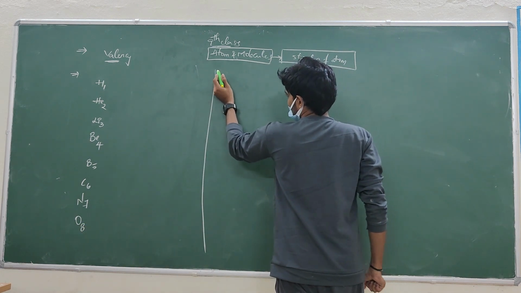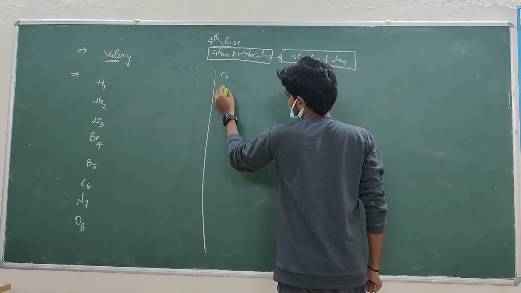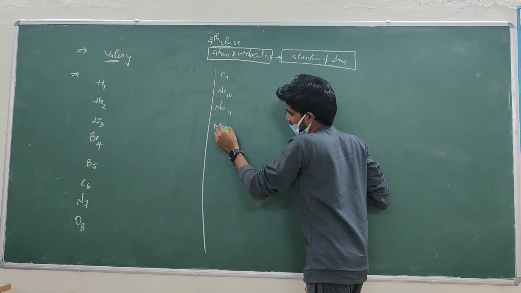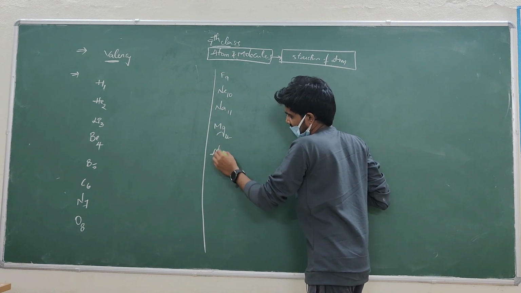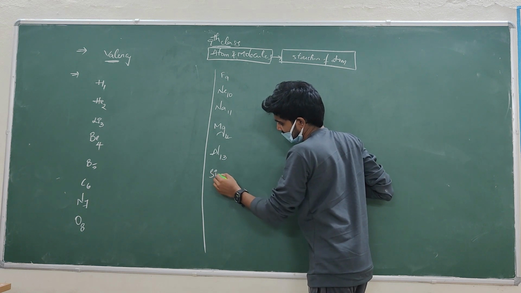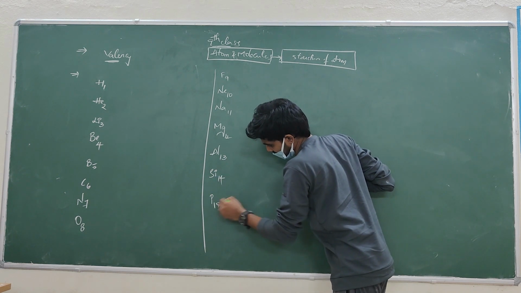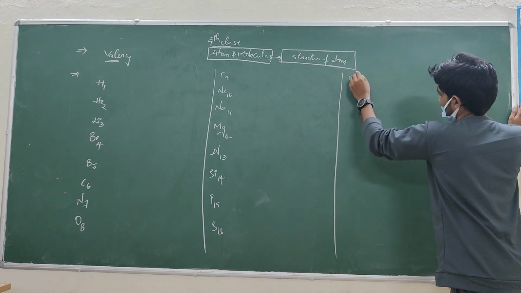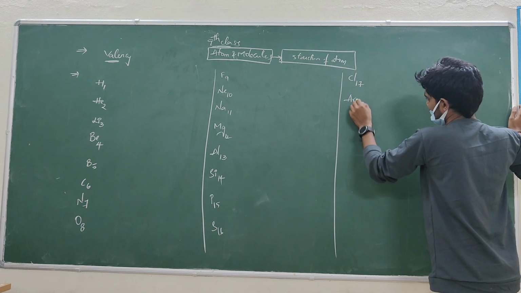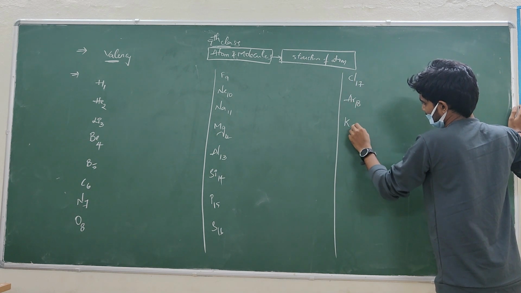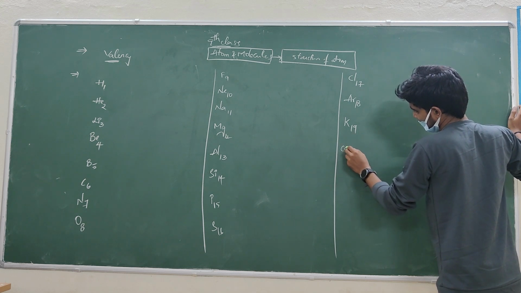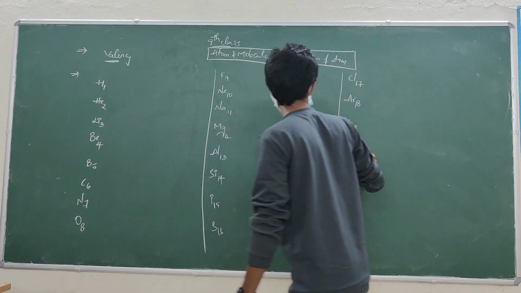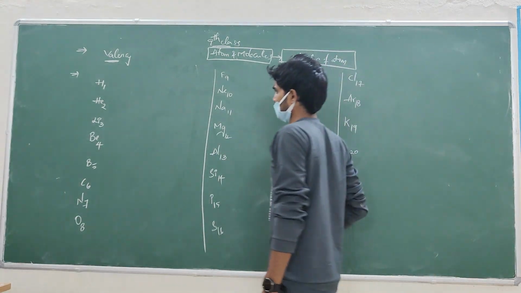Next, fluorine 9, neon 10, sodium, magnesium, aluminium, silicon, phosphorus, sulfur, chlorine, argon, potassium and calcium, right? So these are the elements. We need to learn these. Up to 20 elements are very, very important, right?